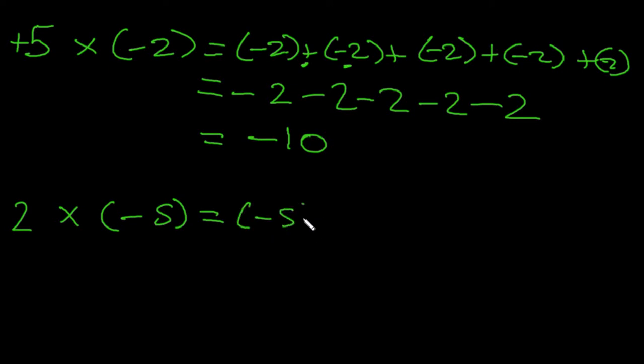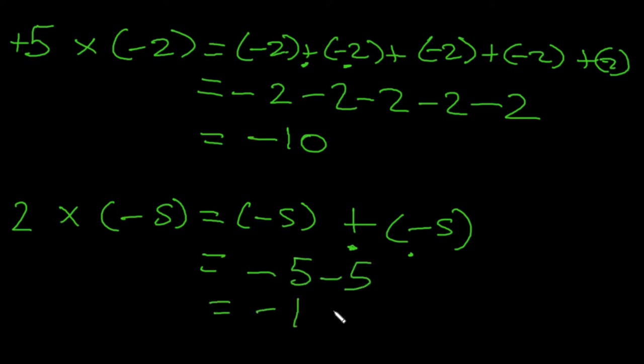So again, we're going to have minus 5 plus minus 5. That's equivalent to, we're adding a negative number, which is the same as subtracting the complementary positive number, so we can write that as minus 5 minus 5, and that equals minus 10. So notice here that we get minus 10 regardless whether the 2 is positive and the 5 is negative, or whether the 2 is negative and the 5 is positive. And this law is called the associative law.